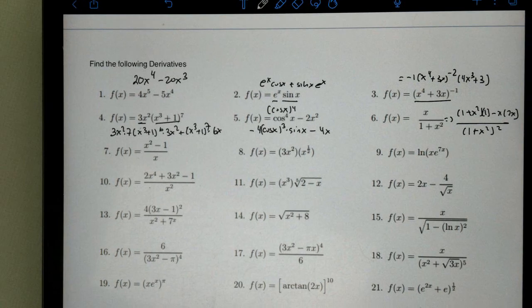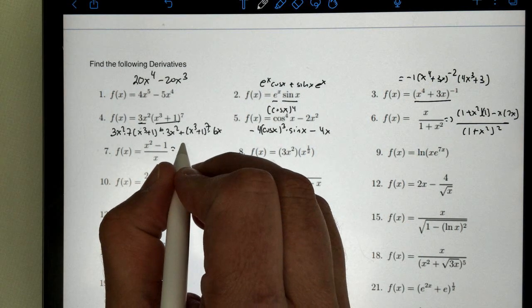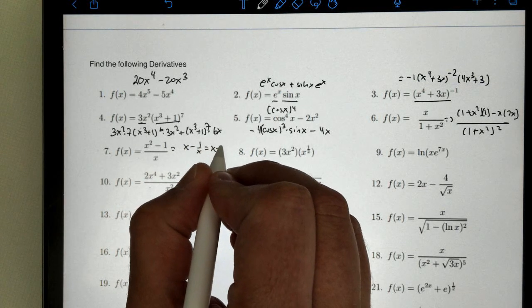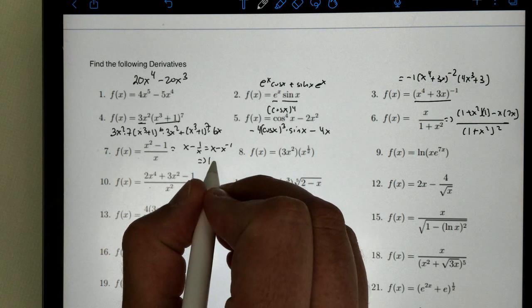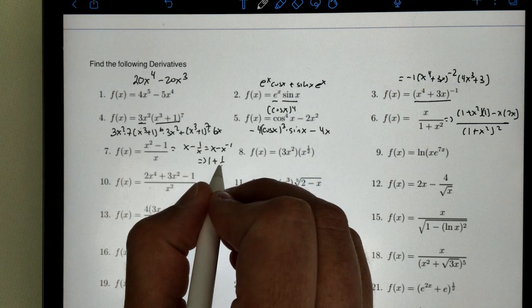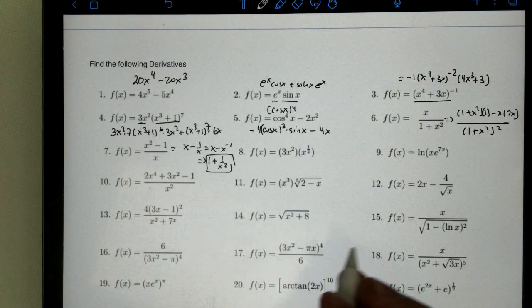All right, number 7, I could use quotient rule, or I could split this fraction. This just becomes x minus 1 over x, which is just x minus x to the negative 1. Take the derivative, we get 1 plus, this becomes 1 over x squared right there, and there's your derivative. All right, very good. Check that if you need to.